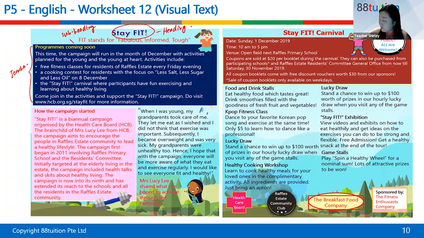Okay, wonderful. So I think that is the programs coming soon portion. This one, of course, is the title of this section. I will call it the section title. The section title is programs coming soon. So obviously, this whole paragraph is going to talk about what are the programs coming soon, right? Now another section title will be how the campaign started.